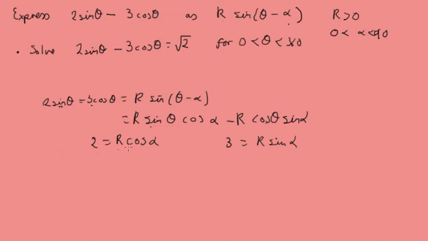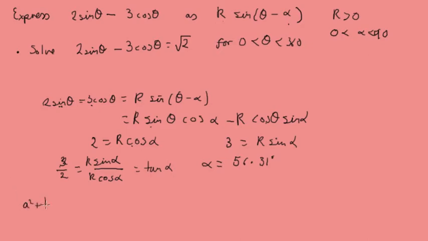So now we're going to divide this by this. 3 divided by 2 will be equal to r sine alpha over r cosine alpha, which is equal to tan alpha. The r's cancel, and therefore we can just solve this with our inverse tan. So alpha must be equal to 56.31 degrees.